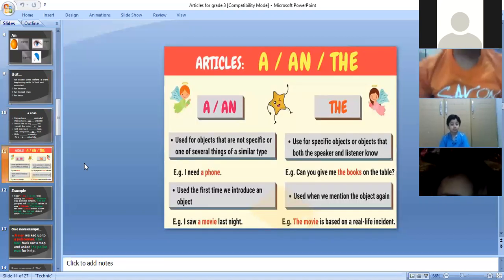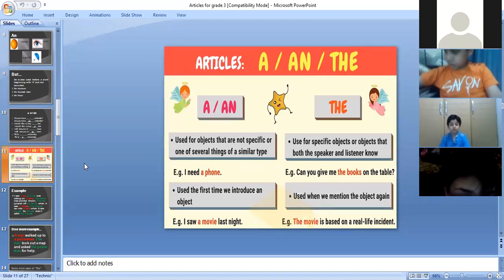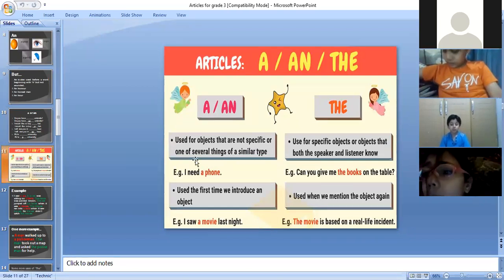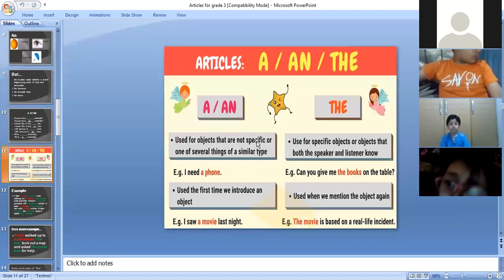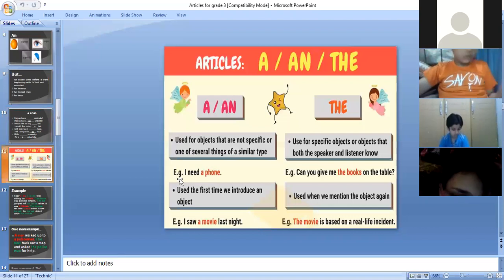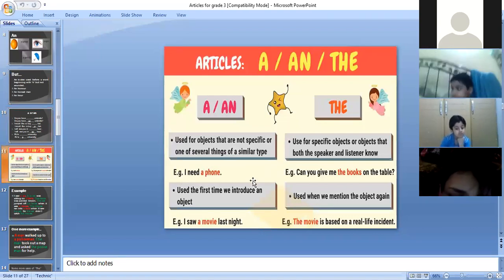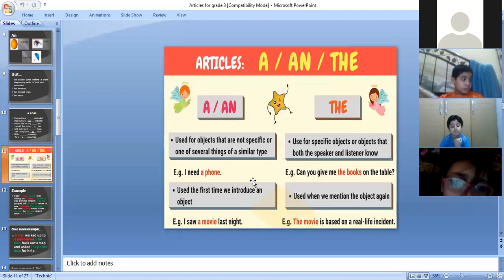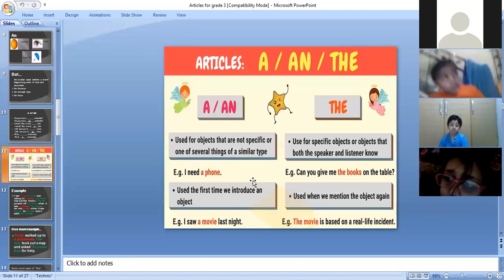Okay, now dear children, in this slide, I'm going to tell you the difference between the indefinite article and "the." So look here, this is very interesting for you. We use "a" and "an" for objects that are not specific, meaning for a general thing. For example, I need a phone. Here, it can be any phone. It can be a cell phone, it can be an iPhone, it can be any phone. I'm talking about a general phone here.